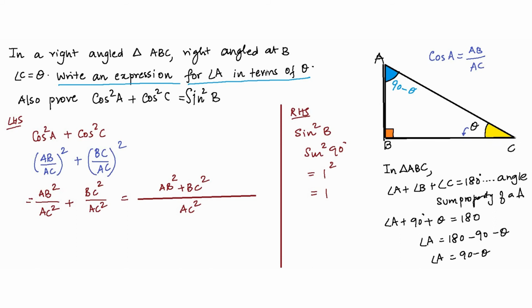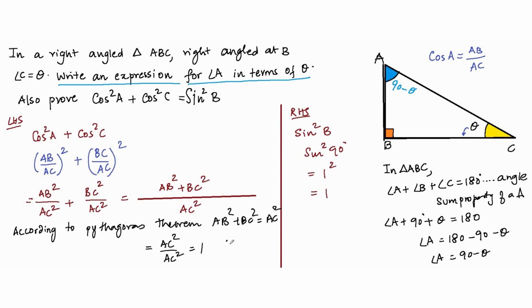According to Pythagoras theorem, for this particular triangle, I know that AB square plus BC square is equal to AC square. The sum of the squares of the two sides is equal to the square of the hypotenuse, and that is why the numerator therefore becomes AC square divided by AC square, which is equal to 1. And therefore cos square A plus cos square C, or what did we have to prove?